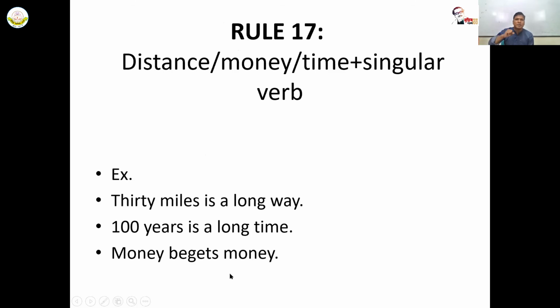And now, rule 7. Distance, money, and time take a singular verb. That means you know the meaning of distance, money, and time. These words are very popular to all of you. For example, 30 miles is a long way. It's a distance, and that's why it takes the singular verb. 100 years is a long time. It's a time. Money begets money. That's a common example.